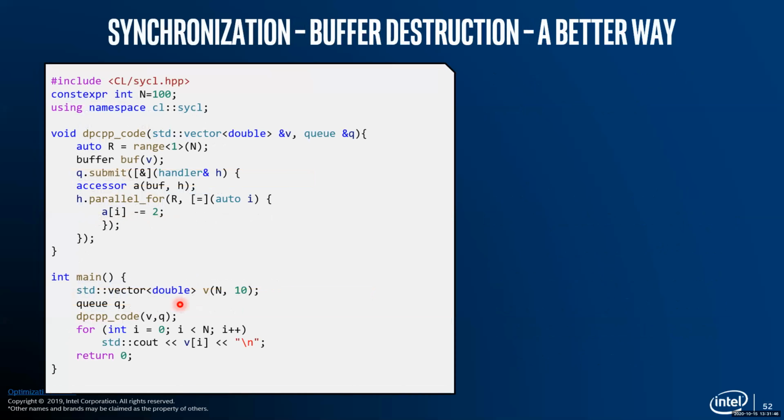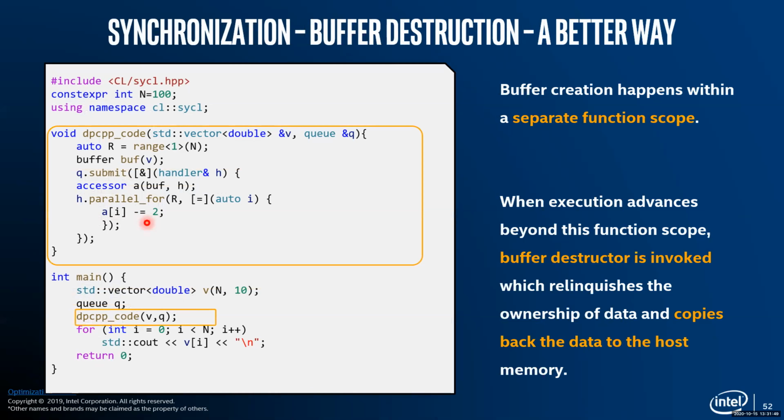Similarly, there is another way called the buffer destruction way. So the same thing, right? I've got the same code, but I'm calling a different function here. I created a queue and I'm calling a different function. And the buffer is created in a separate scope, in a functional scope. And it's the same process. We created an accessor, we sent the buffer to the device, we subtracted by 2 on the device side. And this buffer goes out of scope after this function ends. So the results are automatically copied back to the host. So these are two different ways you synchronize the data between the host and the device, right?